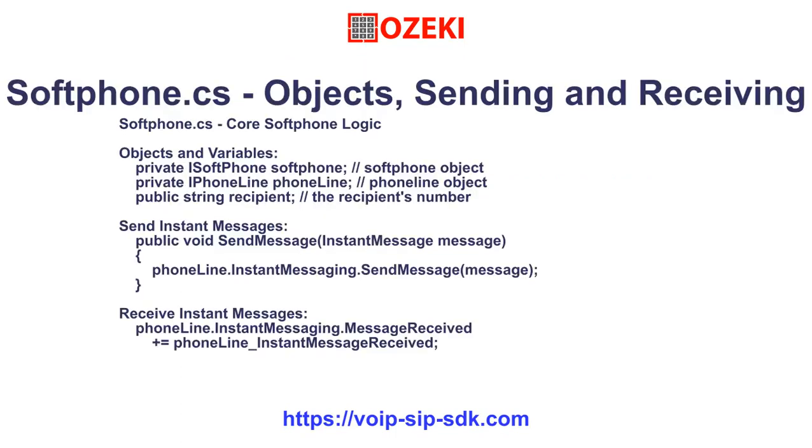The softphone class in C# declares two key objects, a softphone and a phone line, along with a recipient string variable, and it handles the softphone's events and functions to create a software-based telephone.